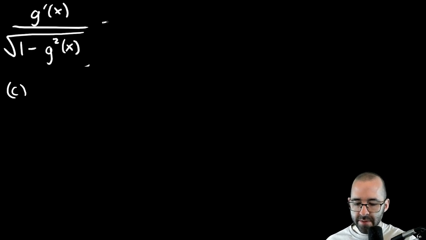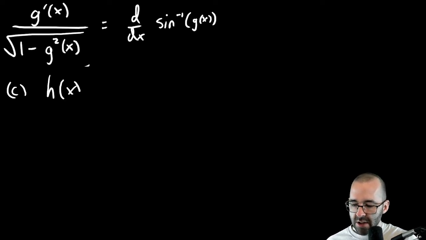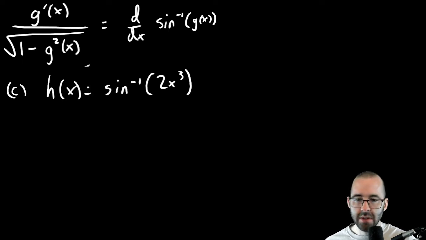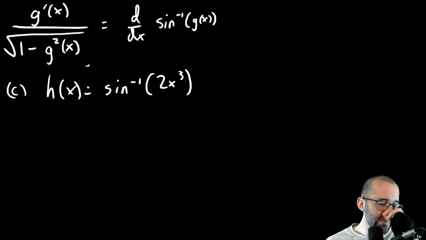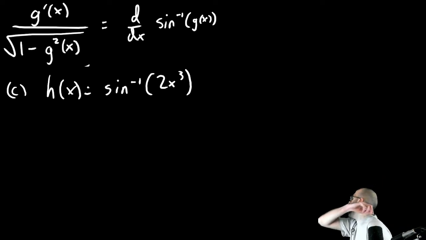So part C, again, this is the derivative of inverse sine of g of x. Part C wants you to find the derivative of h of x equals inverse sine of 2x cubed. You can either use that formula from above, or you can do it manually with the chain rule. I actually think it makes a little bit more sense to do it manually with the chain rule, and I want to show you that for practice.